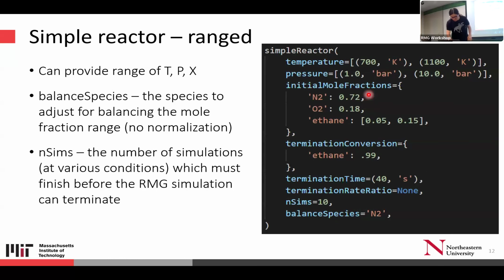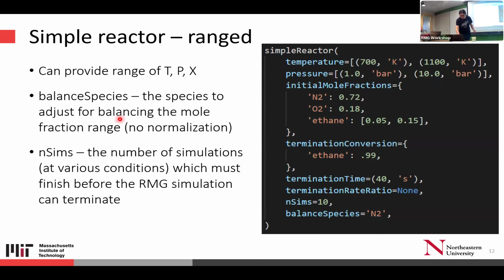Okay, so you also have the option of making ranged reactors, which you'll notice is the same syntax as a simple reactor, but now you've got a range of temperatures and pressures and mole fractions. And you just tell it the range, and then you tell it the number of simulations to do, and it sort of spaces out along that multi-dimensional grid of conditions and runs reactions at those conditions.